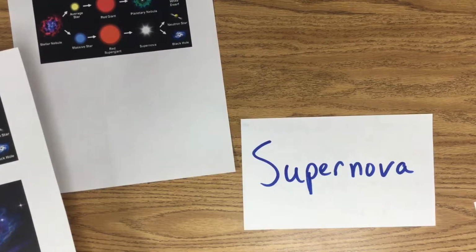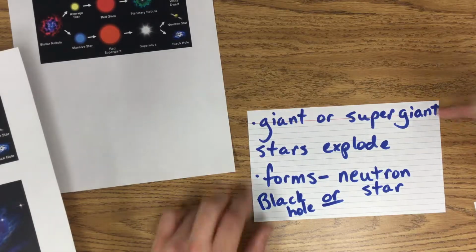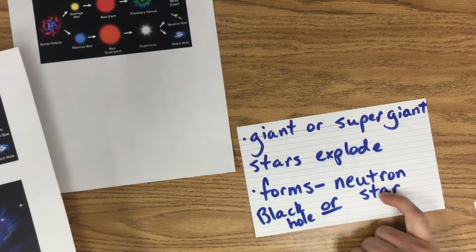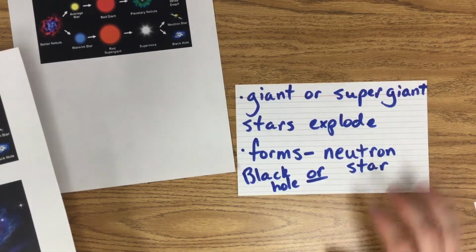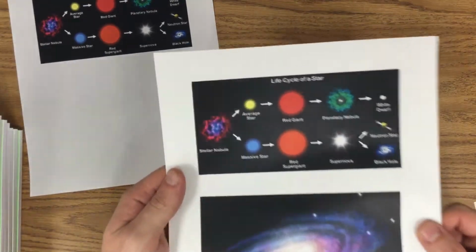Final one, supernova. Okay, so write it down and then write this down. Pause it. So, a supernova is when a super giant star or a really, really big giant star explodes. I mean, 99% of the time it's going to be a super giant star. I don't even think giant stars go through this process. But this forms either a neutron star from a supergiant, or a ridiculously huge supergiant star would form a black hole. And this is where you could see that process.